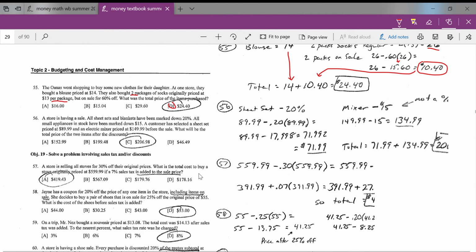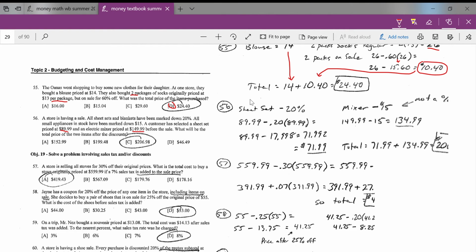Last one on objective 18, and then we'll move to objective 19. Number 56 here. A store is having a sale. All sheet sets and blankets have been marked down 20%. All small appliances in stock have been marked down $15. Customer has selected a sheet set priced at $89.99 and a mixer priced at $149.99 before the sale. What will the total price of the two items be after the discount?